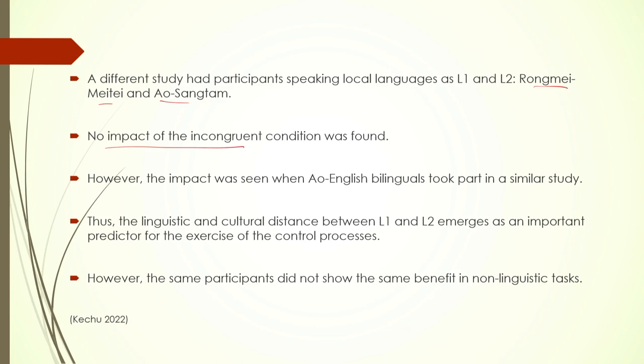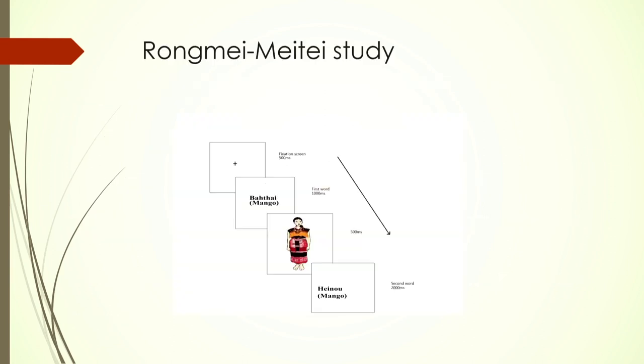And here this study did not find any impact of the incongruent condition. However, when the researchers looked at Ao English bilinguals, to see if it is about the language pair or something else, they actually found impact in a similar way to the Chinese English as well as the Bengali English population. So it turns out that linguistic and cultural distance between L1 and L2 of the bilinguals are important issues to look into. The same participants do not show impact of incongruent condition in L2 when the languages are indigenous, but they show the impact when the L2 is non-indigenous.